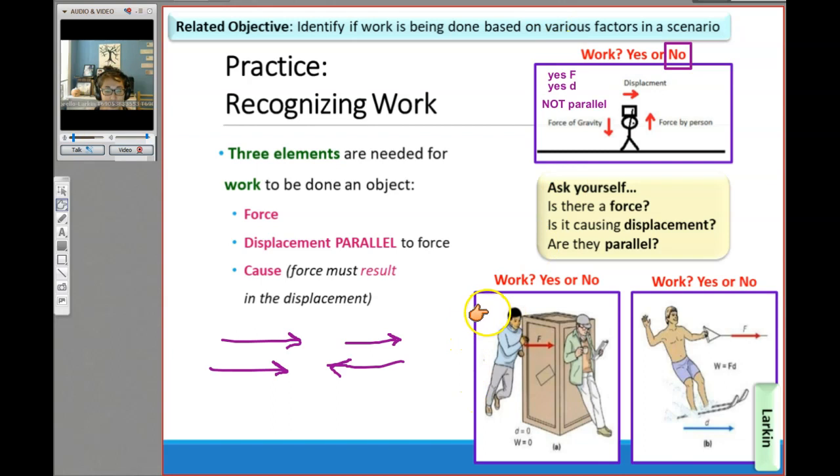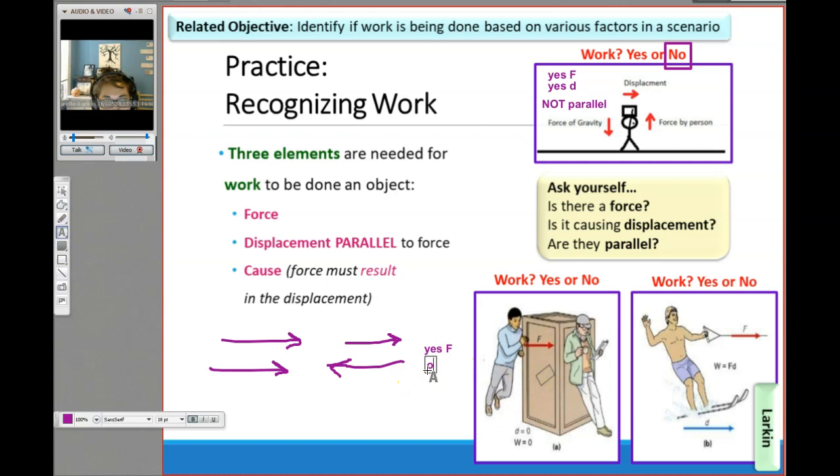Let's go ahead and take a look at this example down here. So we have someone pushing on this box and this person right here blocking his movement. Taking a look here, is there a force? Yes, there is definitely a force. He's pushing, right? You can see that force right there. Is the object moving? Is there a displacement? No, there is no displacement.